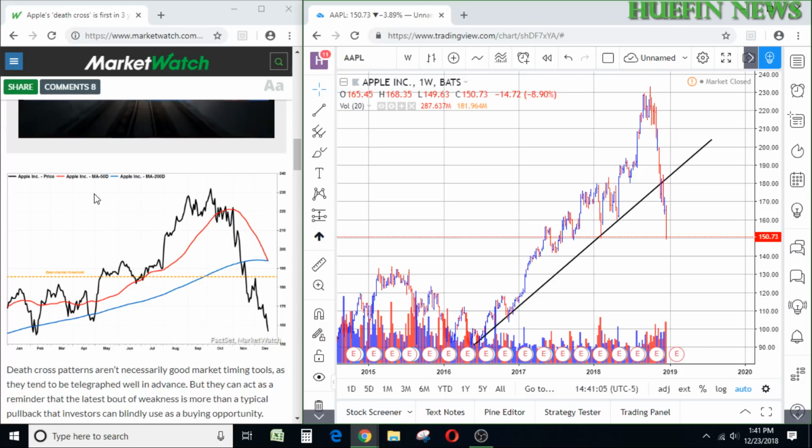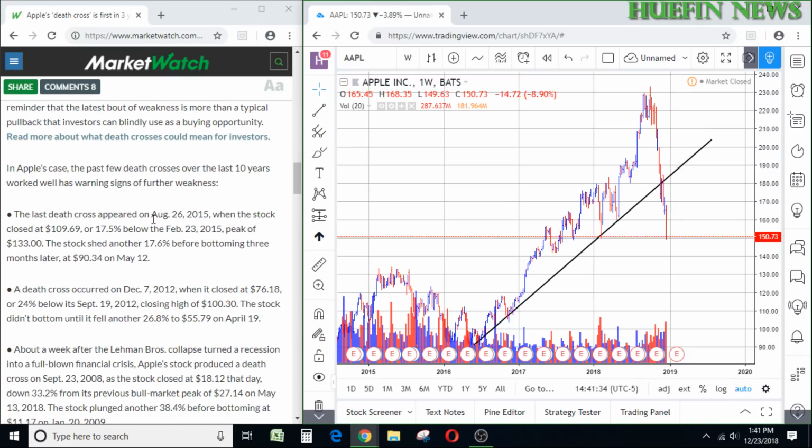This is when the 50-day moving average crosses below the 200-day moving average, which is here at the bottom of this chart. Currently, you can see during the month of December that Apple is about to go through a death cross. That is a surefire indication that this particular stock is weak, and that further downside movement is in store.